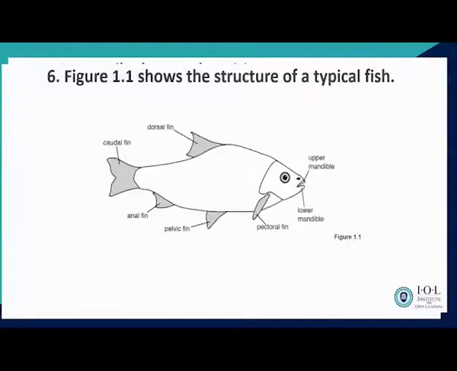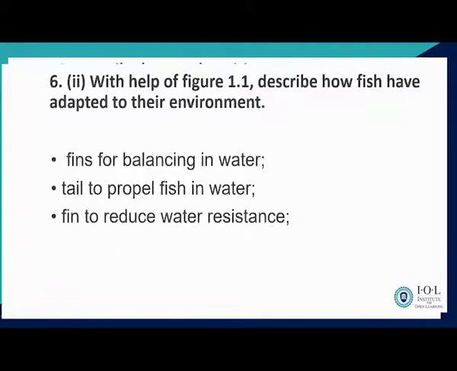The last example is this one, example 6. Figure 1.1 shows the structure of a typical fish. That's the structure. Then the question was, with the help of figure 1.1, describe how fish have adapted to the environment. Though you might know the name of the fish, the question is referring to how fish in general have adapted to live in water. Some students were talking about how the tilapia is adapted to the Namibian environment, but there is nothing about Namibian environment here.